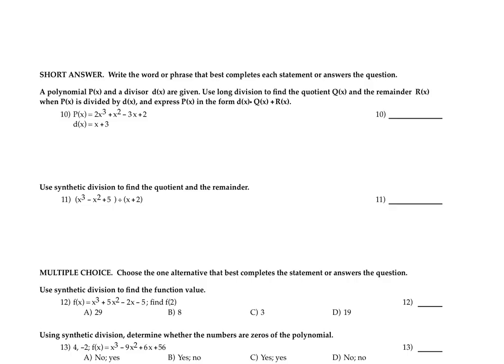Can you check it by synthetic division? Sure, I don't care if you do that, but in order to get full credit for this question, you would have to show all the work for long division. And also notice that you're writing your answer in this format here: d of x times q of x plus r of x. This is the divisor. The divisor is what we're dividing by, d of x. Q is the quotient. It's what we get on top of the long division. And then r of x is your remainder. So divisor times quotient plus remainder is what those stand for. That's the only time you have to write your answer like that, just on number 10.